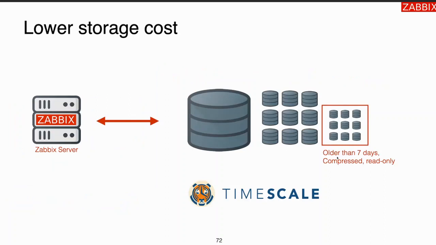Why would we need this? Well, compression is about data size. If our data is compressed, it takes much less space on our storage, which is really, really cool. But the only warning is that compressed data is read-only. So older data becomes read-only, and this is a limitation which comes from TimescaleDB. It's not something Zabbix related.